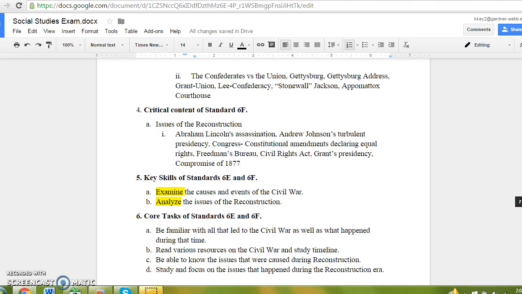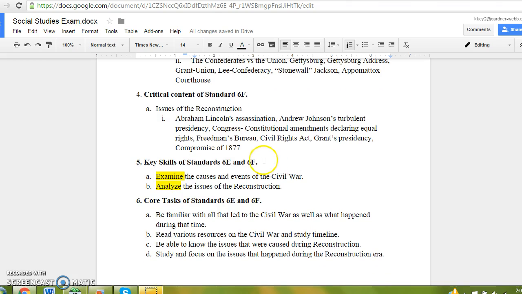For the key skills of Standard 6E and 6F, I obviously have to examine the causes and events of the Civil War. So I not only have to know what made the Civil War happen, but also what happened during the Civil War. I also have to be familiar with some of the issues with the Reconstruction. Key verbs are to examine and analyze.